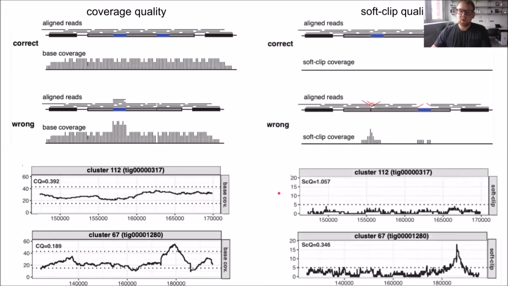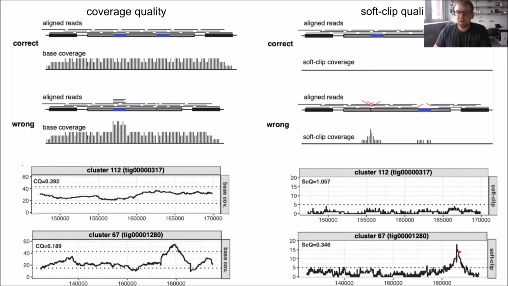And here the soft clip quality: if we have a correctly assembled cluster, then we ideally expect no soft clipped reads here, as all reads can fully align, or at least few soft clipped reads. But if we have a wrongly assembled cluster, we again expect a signal of the reads. And so here again, the same assemblies. Again, we can see the problem by this peak from the soft clips.